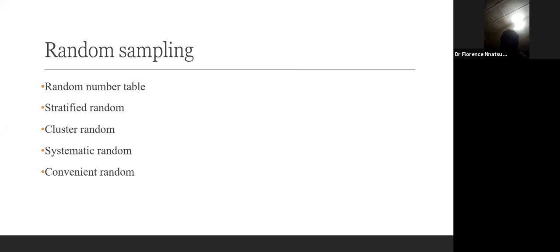It's just like you are carrying out a study on availability of an emergency drug in a reputable hospital, like a teaching hospital, federal medical center, specialist hospital, and reputable standard private hospital. You take it randomly to be able to carry out your analysis correctly. Then cluster random, stratified random, systematic random sampling, and convenient random sampling, depending on the kind of studies you are carrying out.